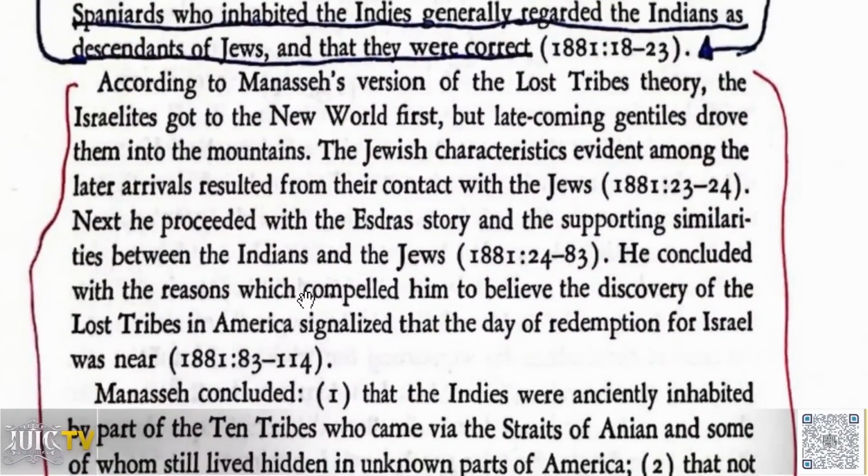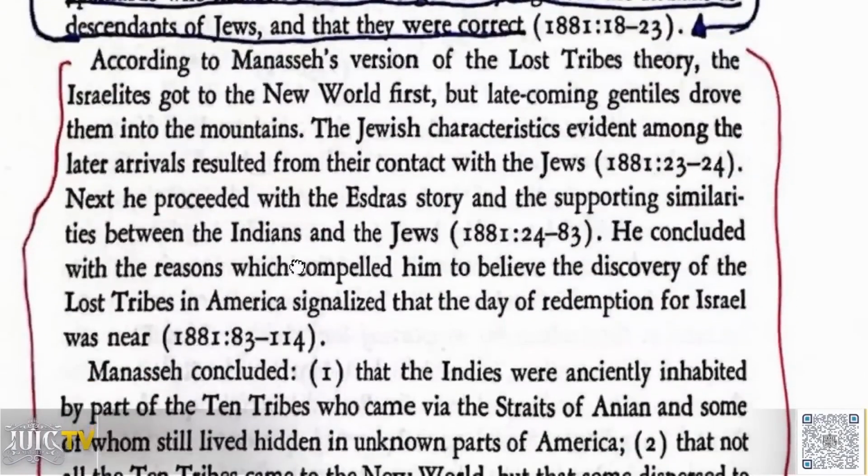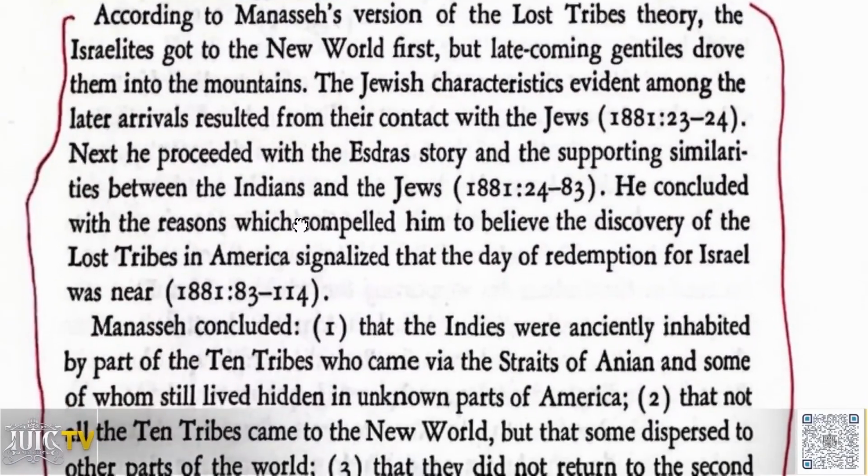So you so-called Indians are the real Hebrews, the Israelites. According to Manasseh's version of the Lost Tribes theory, the Israelites got the New World first, but late-coming Gentiles drove them into the mountains. Wow. If that ain't fire.